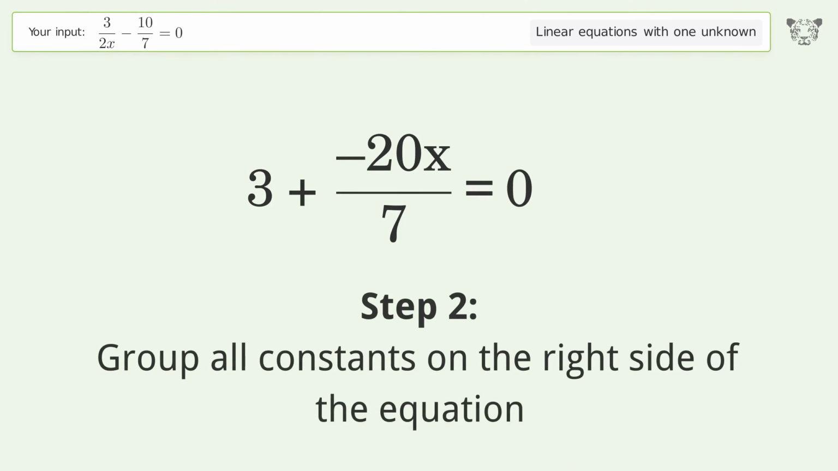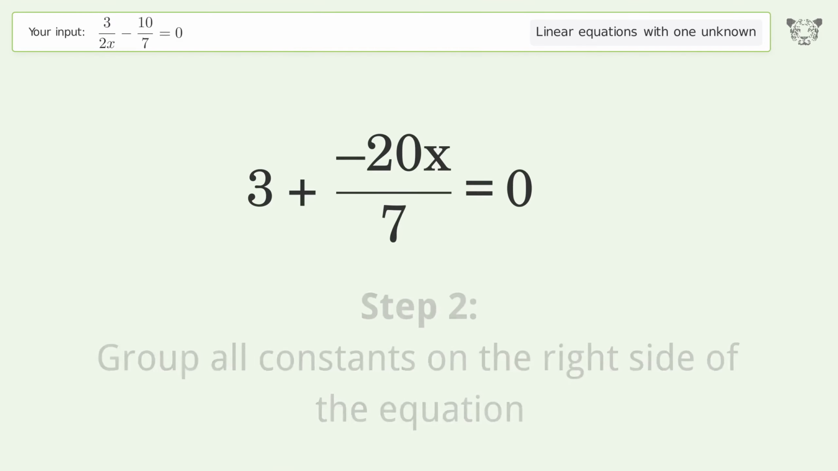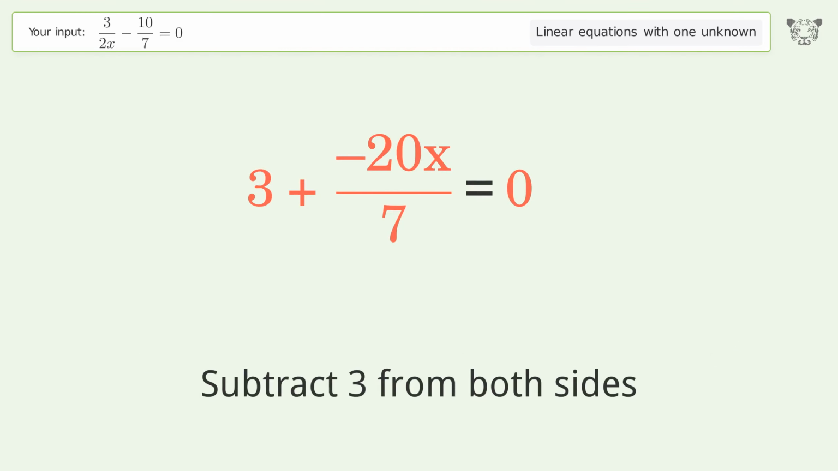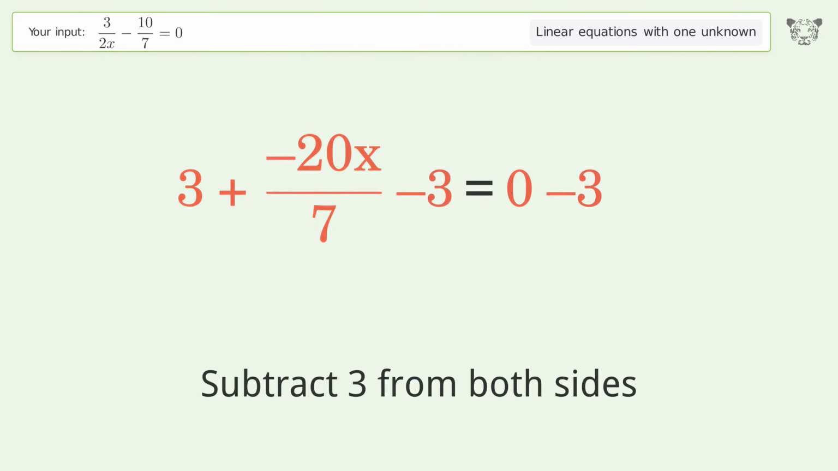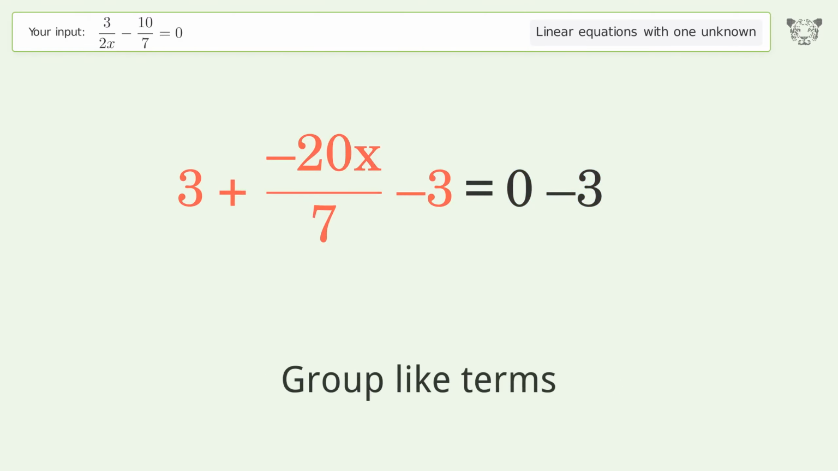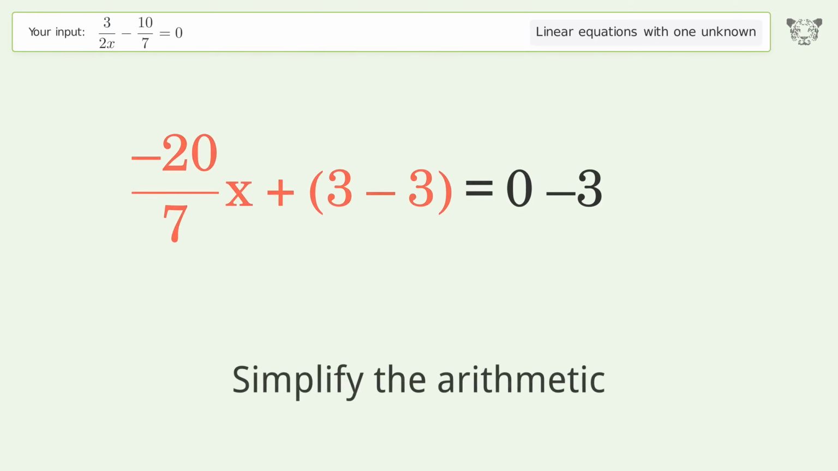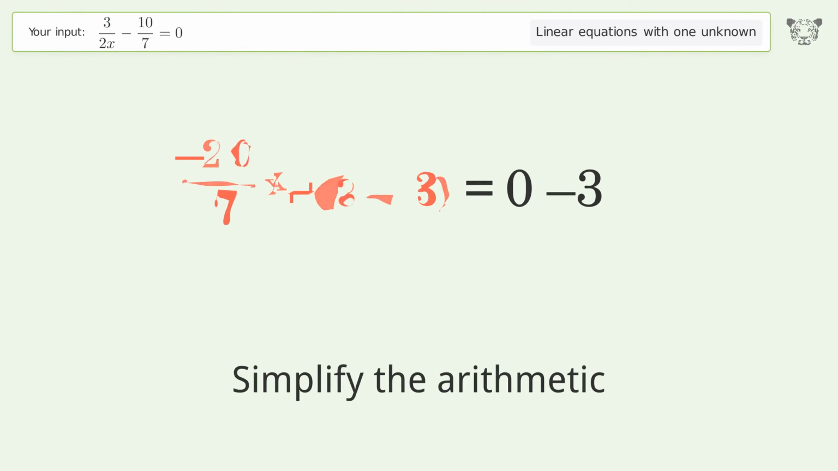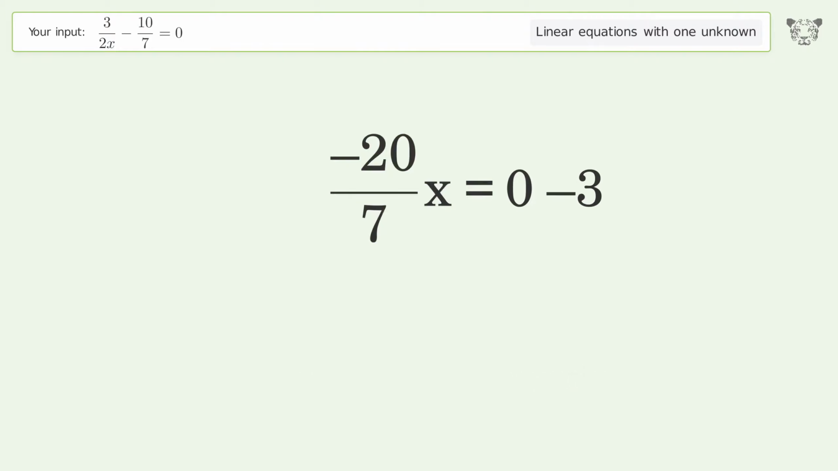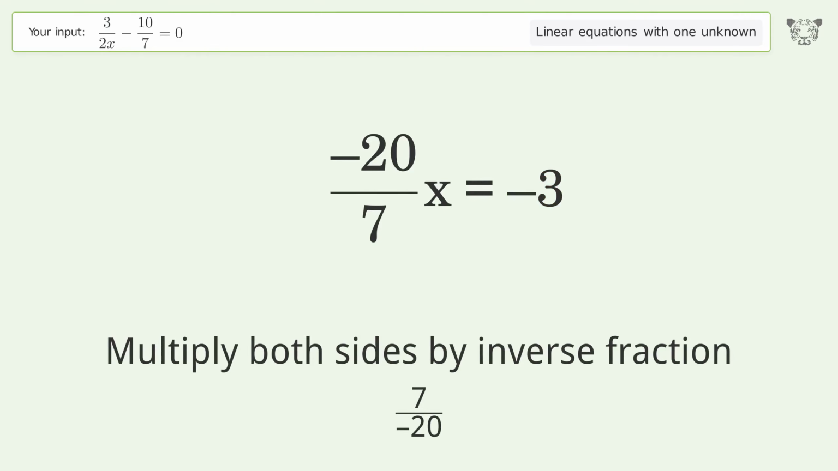Group all constants on the right side of the equation. Subtract 3 from both sides. Group like terms. Simplify the arithmetic. Isolate the x. Multiply both sides by inverse fraction 7 over negative 20.